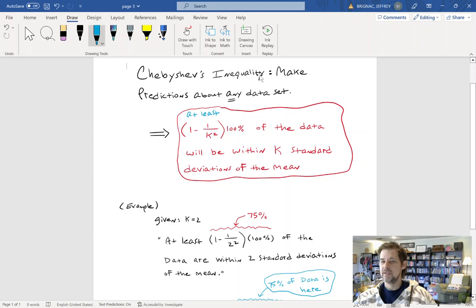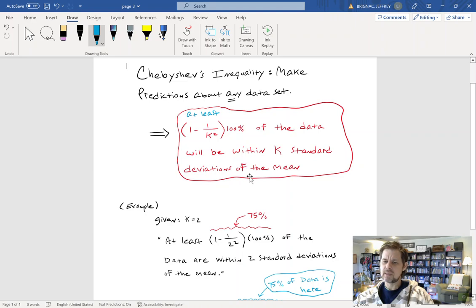And Chebyshev's inequality says at least 1 minus 1 over k squared times 100% of the data will be within k standard deviations of the mean. See how this k occurs twice, once in a calculation and once to describe how many standard deviations from the mean the data is going to be.